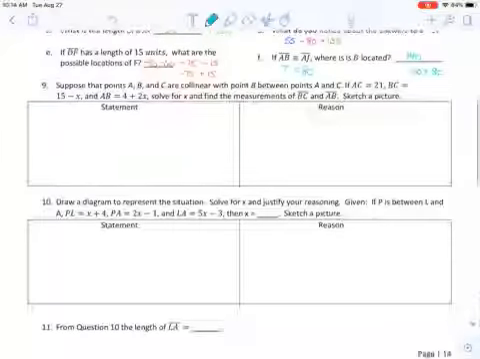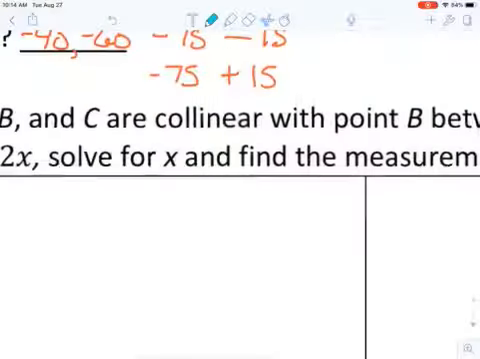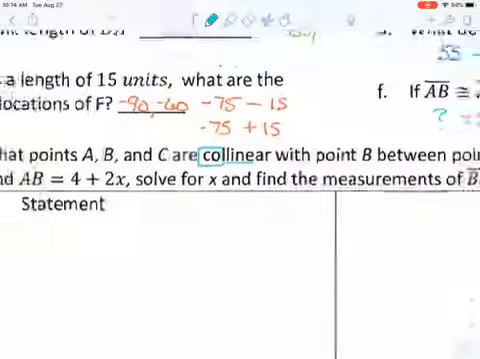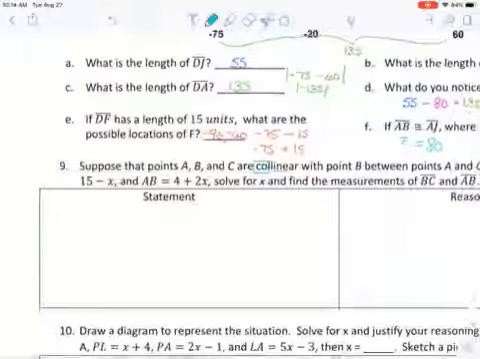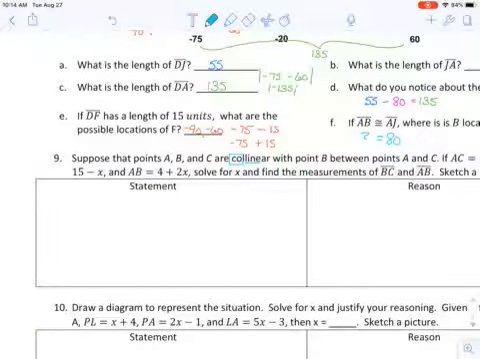And you're also going to get a lot like this number 9 here. Suppose that points A, B, and C are collinear. I'm going to stop right there. What I want to point out about the word collinear is that right there, it's the word line. And co, like cooperate, means together. So collinear means together on a line. So I just got a line. And I have 3 dots that are together on that line.